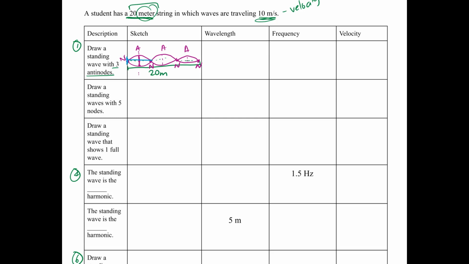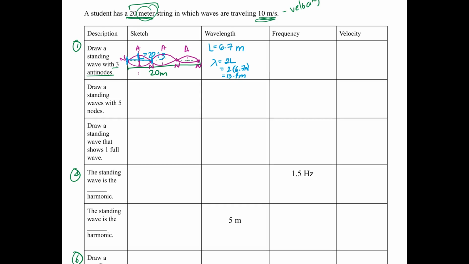Now, the wavelength, I'll draw it in blue. From here to here, that's the length, which is going to be 20 divided by 3 because there are 3 of them. So the length of one harmonic is about 6.7 meters. The wavelength is 2 times the length of one harmonic, so 2 times 6.7 meters is going to be 13.4 meters.